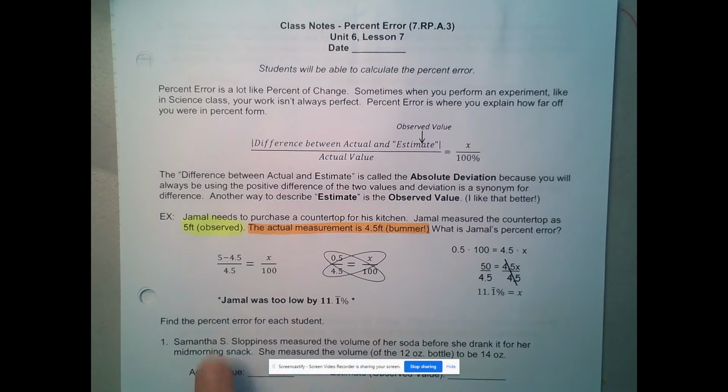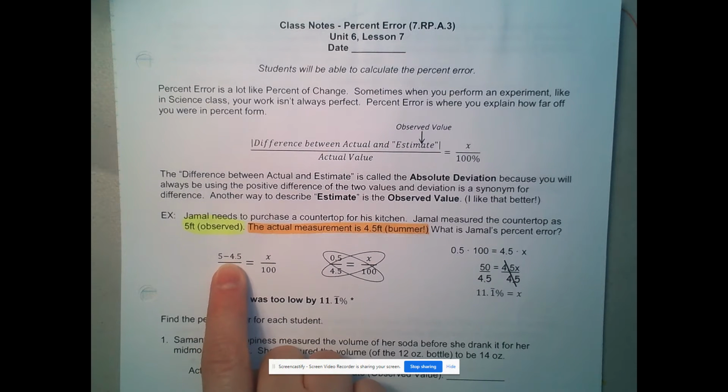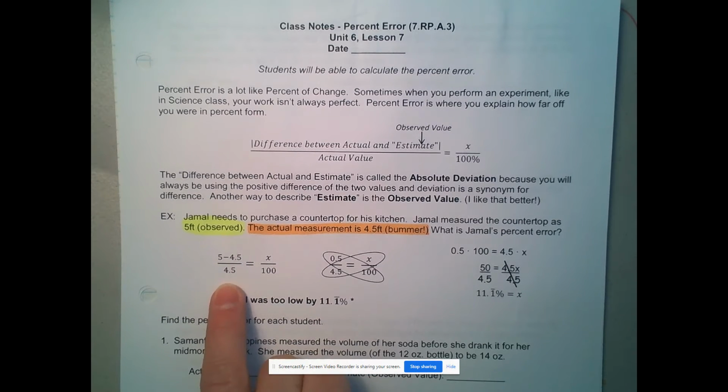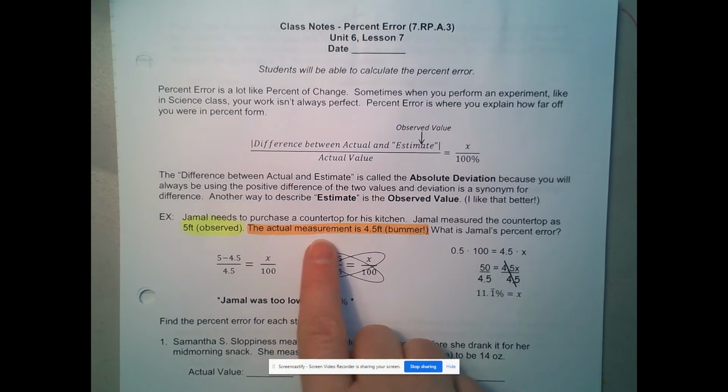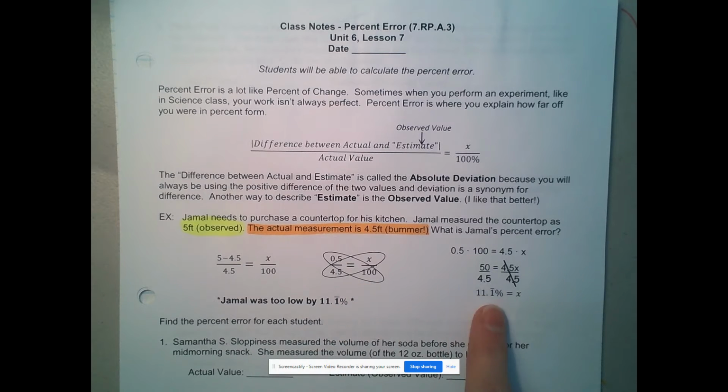So first, we need to find their difference. What's the difference between the two numbers, the actual and the observed? So the difference is 0.5, right? He was half a foot off. And the bottom number has to be the actual. The actual measurement is 4.5. So he was off by 0.5. That goes on the top. That's your difference. And the 4.5 is the actual that goes on the bottom. And you cross multiply and divide just like we do with any proportion. And we would get 11.1%. So his actual countertop was 11.1% too low or too small or too short.